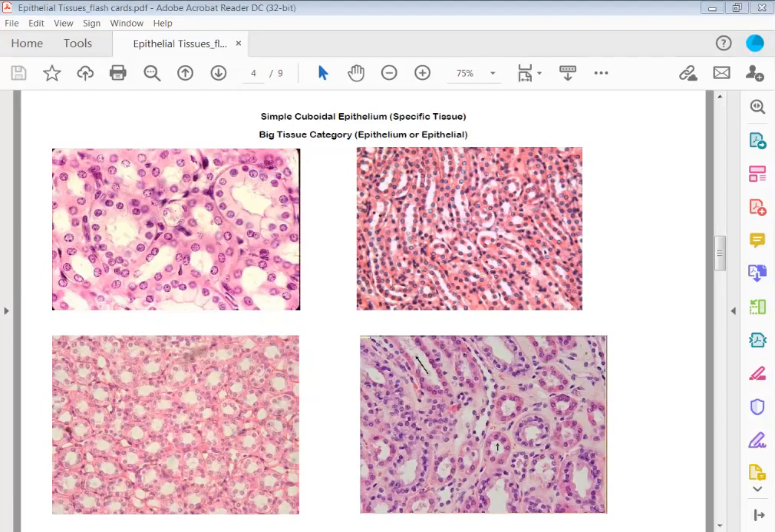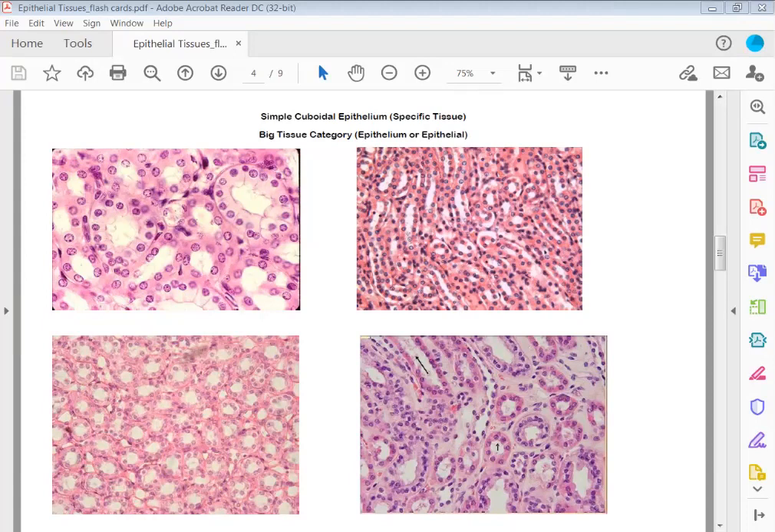So the specific tissue would be simple cuboidal epithelium, and the big tissue category here would be epithelium or epithelial. Looking down in this picture here, this is more indicative of what you will see in our lab. It's kind of crowded, but you will look wherever the pointer under the scope points you towards.